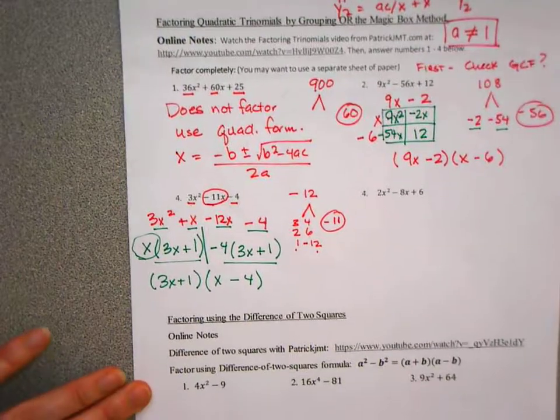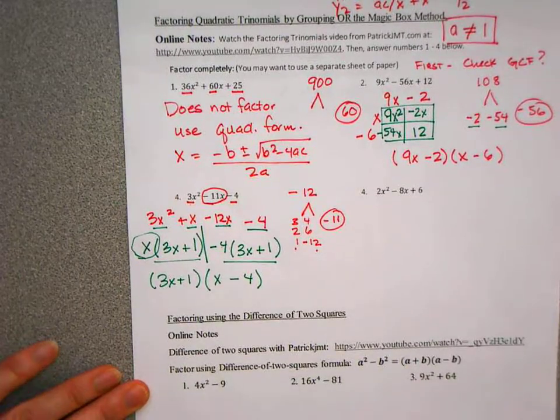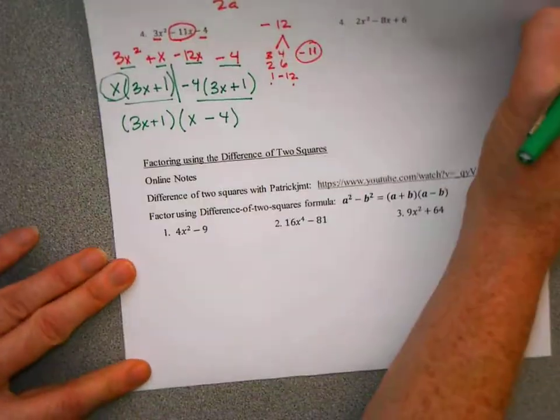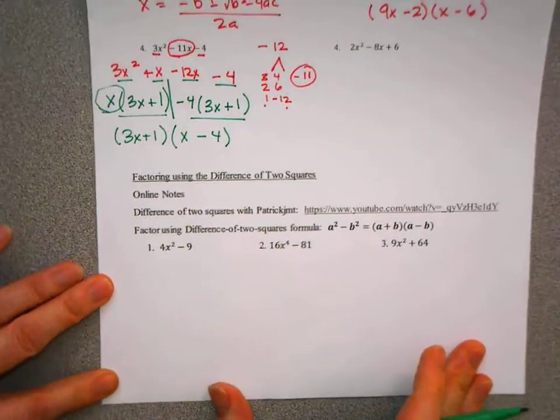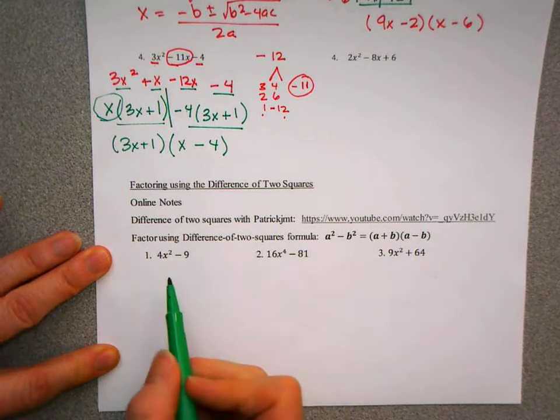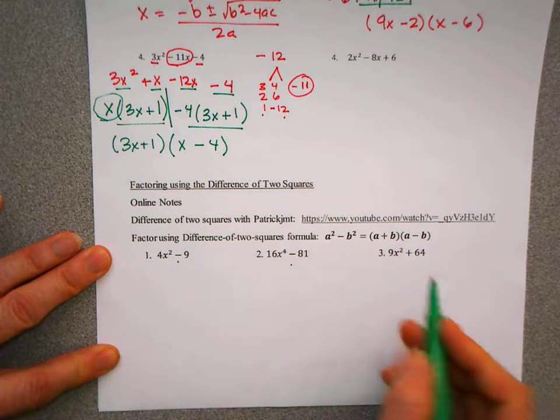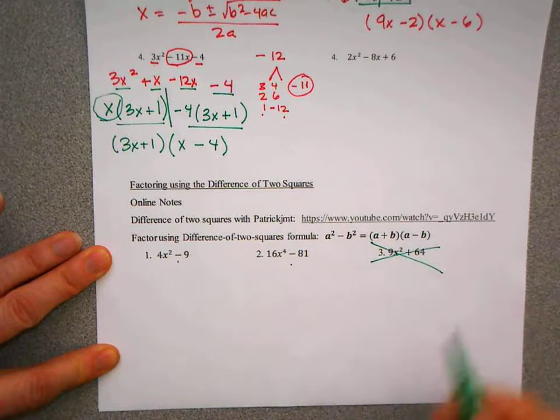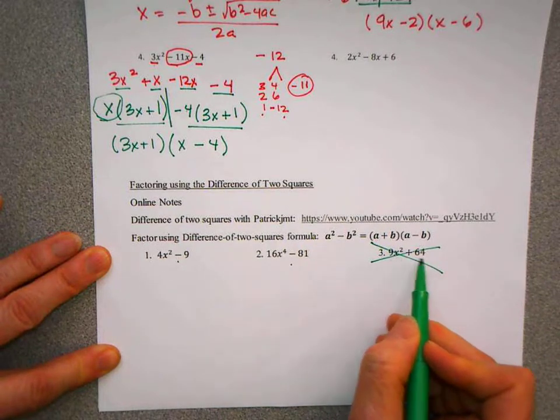All right, difference of two squares. Again, you're noticing all these videos. You are welcome to watch videos if this is not yet clear. The difference of two perfect squares occurs only when you have a subtraction. You cannot do that by difference of two squares. So only these two can be done with difference of two squares. That is the sum of two perfect squares.